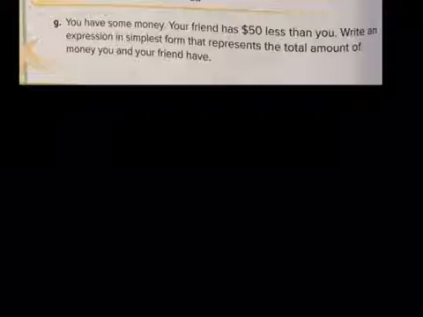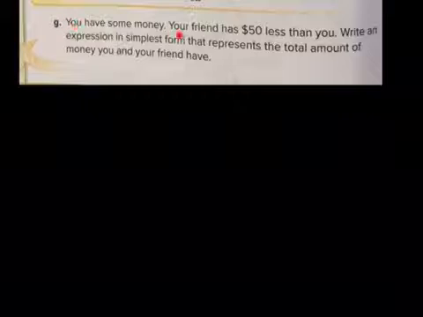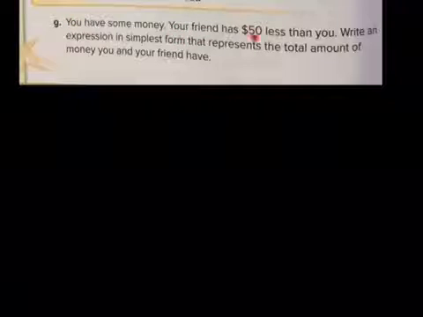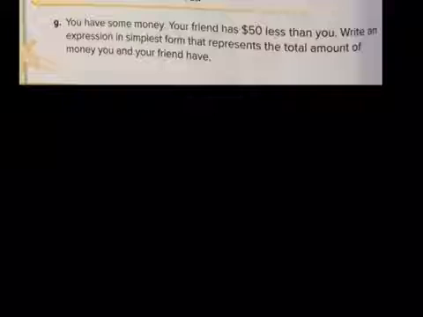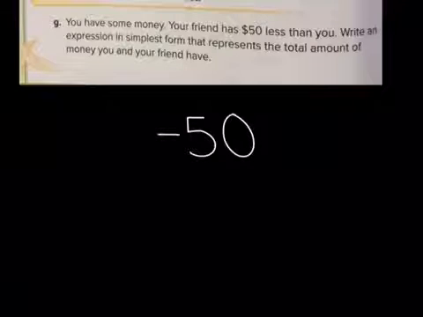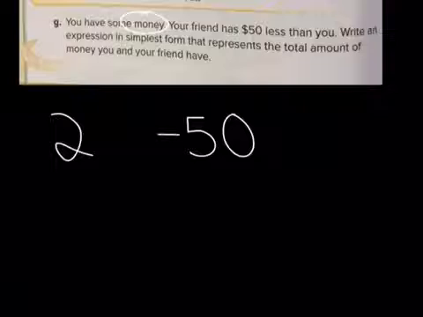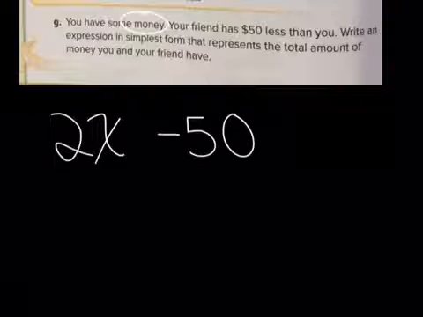Okay, number 5. You have some money. We don't know how much money you have. Your friend also has money, but your friend has $50 less than you. So we know there's definitely $50 less. And how many people are there? There are 2 of you. And you both have money. We just don't know how much money you both have. But we know there's 2 of you, so we can take that money and multiply it by 2. But we have to take minus 50 away because your friend has $50 less.